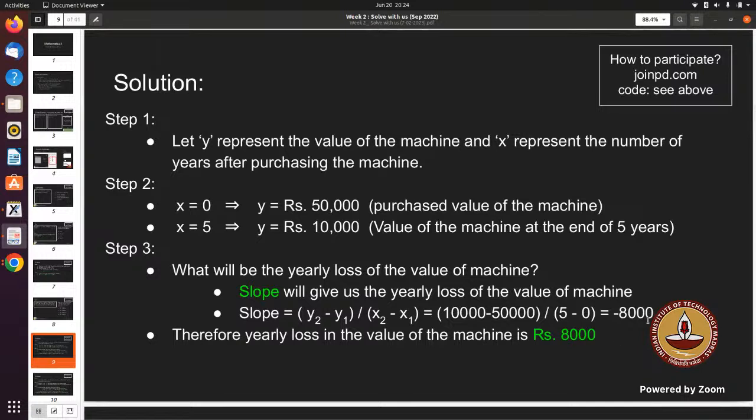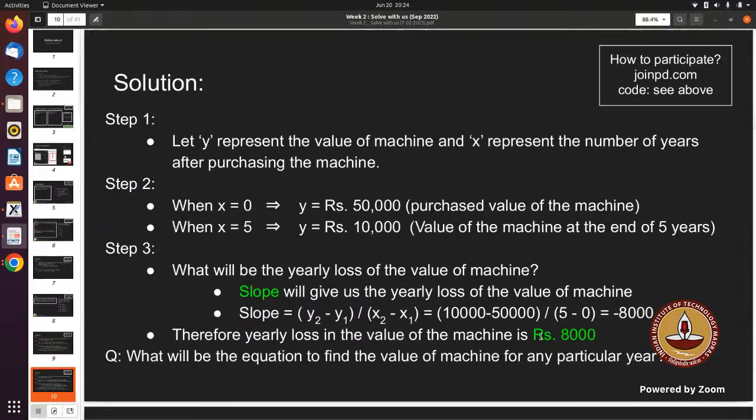Now, why is this minus 8,000 coming? Because there is a loss. The slope is negative. So the yearly loss, when we talk in terms of loss, will be 8,000. Is it clear to everyone? This is easy, I think. Yes, sir.